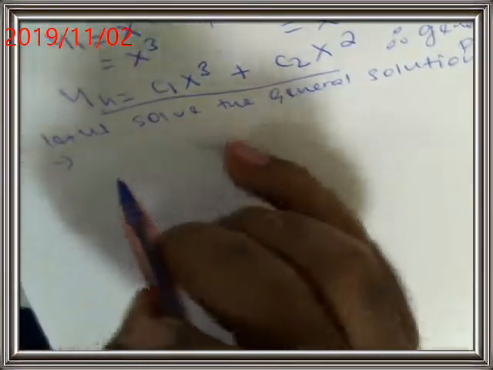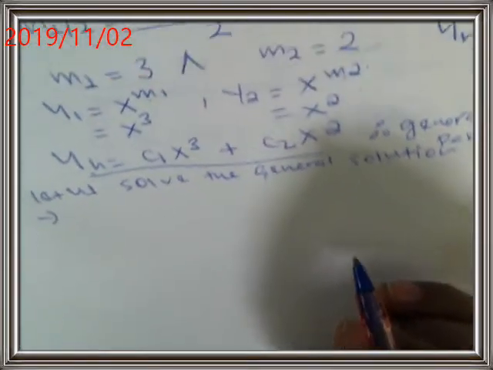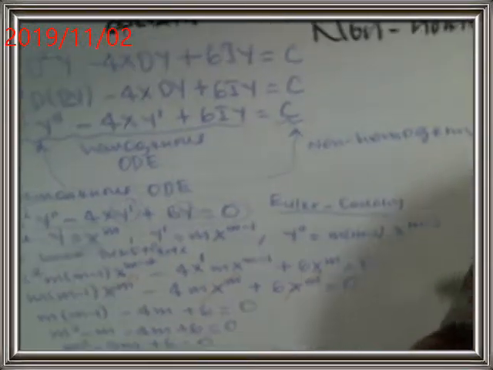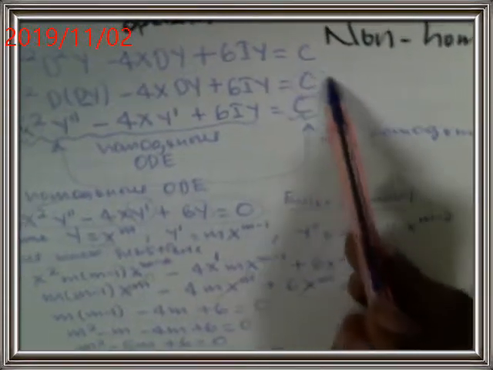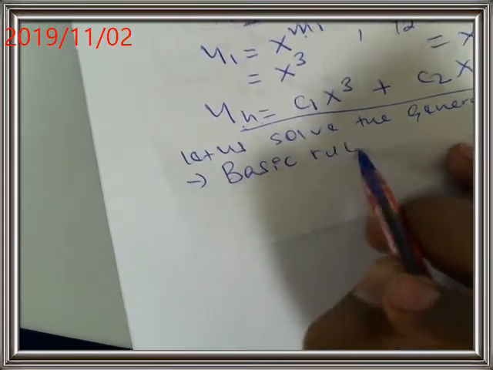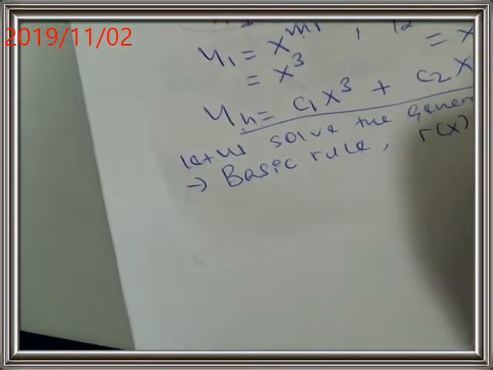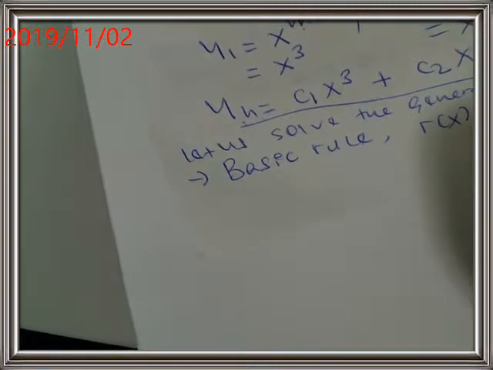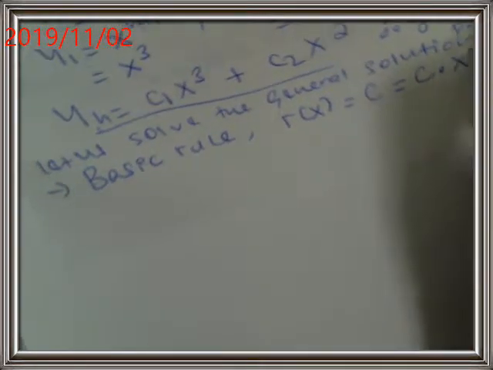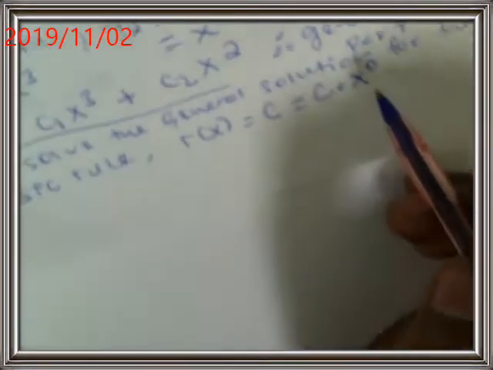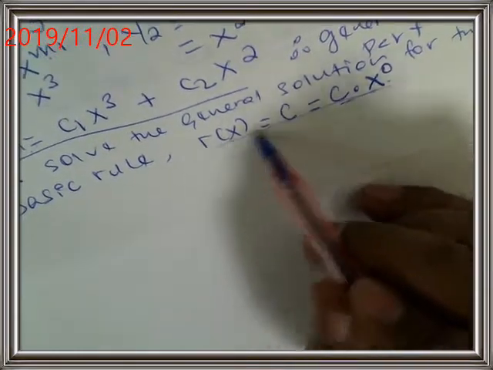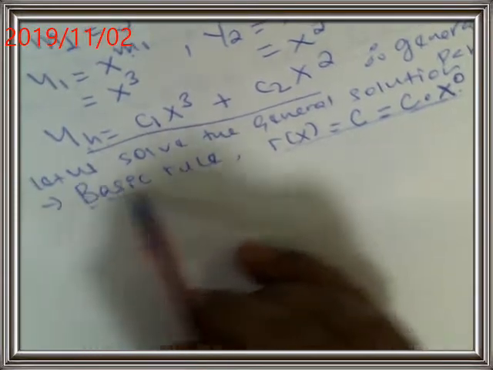Okay, so we know that to select the particular solution, we need to see the original equation. The original equation is, as you can see, equal to C. Okay, it is equal to a constant C. So we apply the basic rule. The particular solution is C, which is constant, right? C times x to the power of 0, which is 1. We multiply it by 1. We can do this. So it is now convenient to select the particular solution for this kind of equation, following the basic rule.